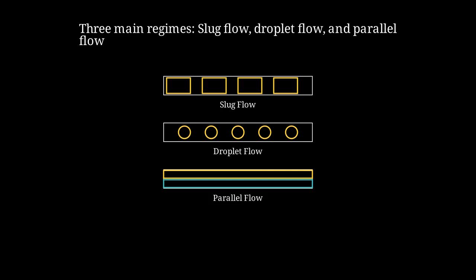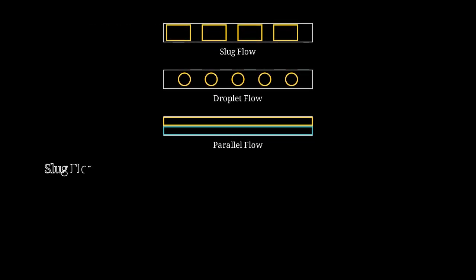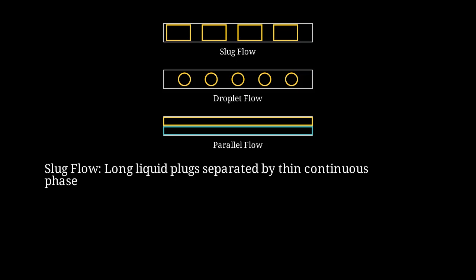Now let's explore the different flow regimes that emerge when two immiscible fluids share a microchannel. There are three main flow regimes we observe: slug flow, droplet flow, and parallel flow, each with distinct characteristics. Here we see all three regimes: slug flow with long plugs, droplet flow with separated spheres, and parallel flow with two streams side by side. In slug flow, we see long liquid plugs of the dispersed phase separated by thin films of the continuous phase.